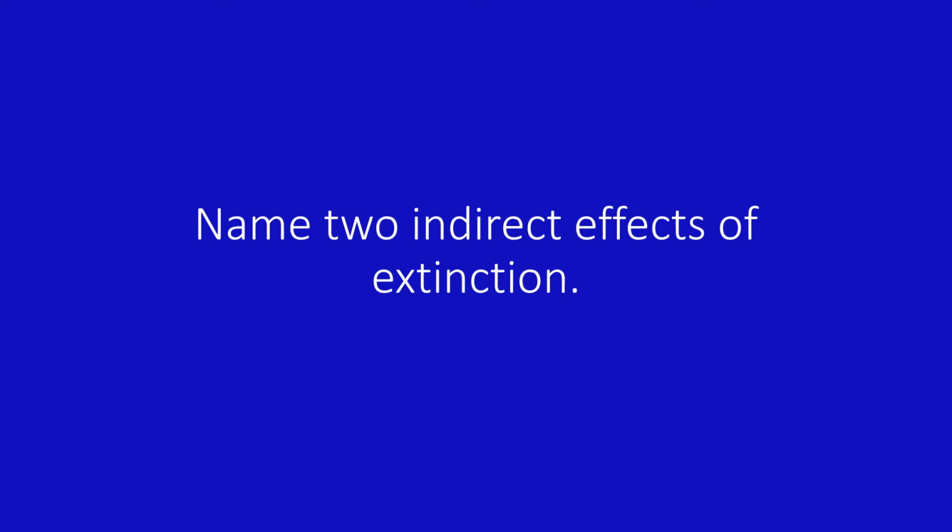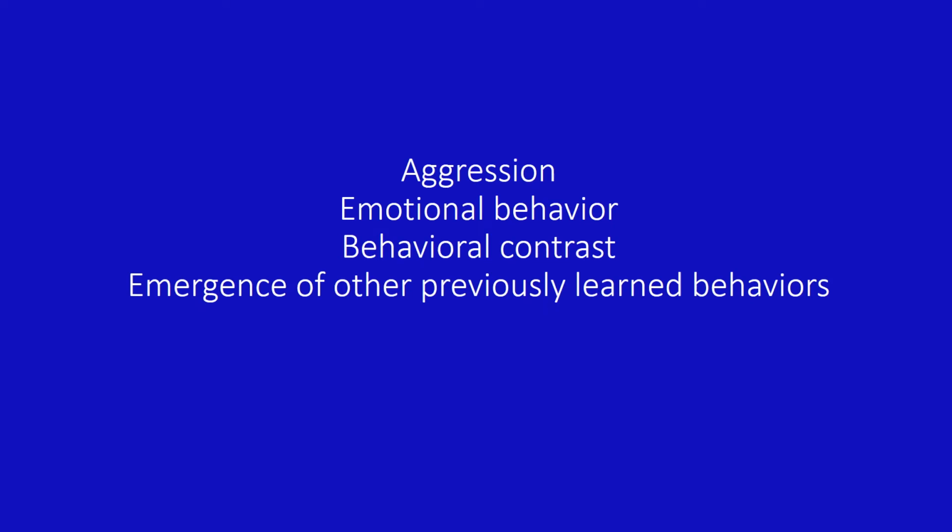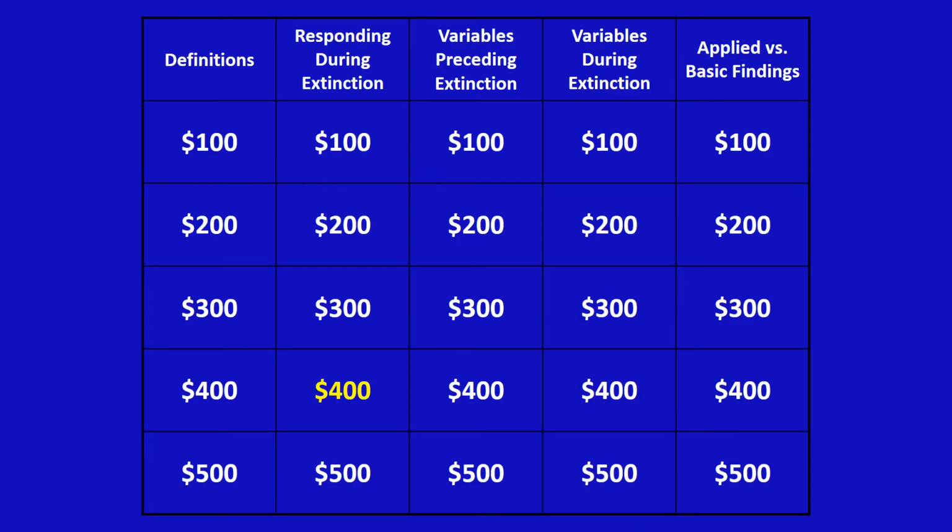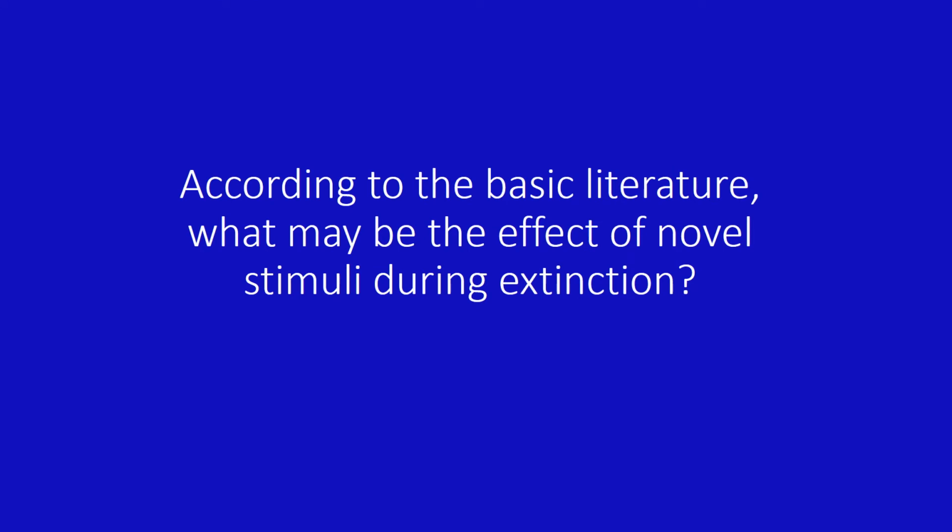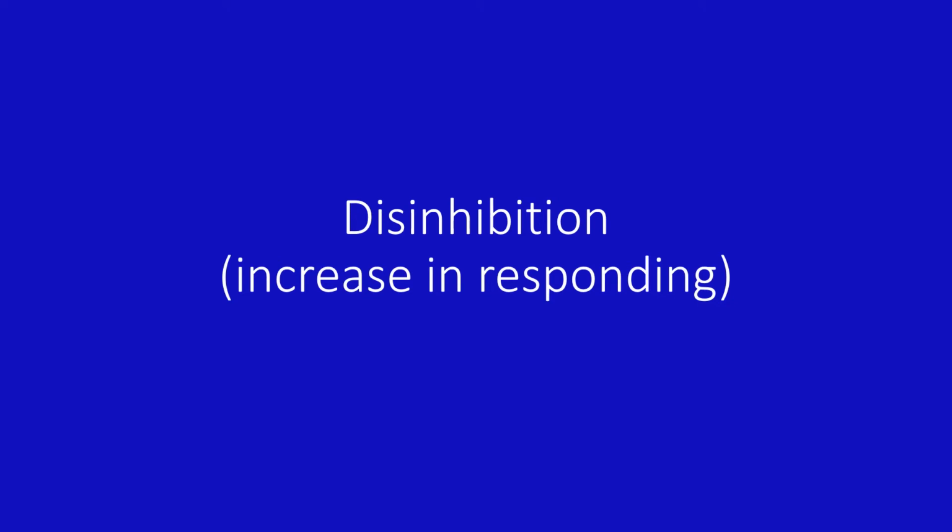Name 2 indirect effects of extinction referenced in the assigned article. The article discusses aggression, emotional behavior, behavioral contrast, and emergence of other previous learned behaviors as a result of extinction. According to the basic literature, what may be the effect of novel stimuli introduced in the middle of implementation of extinction? This can lead to disinhibition or an increase in responding.